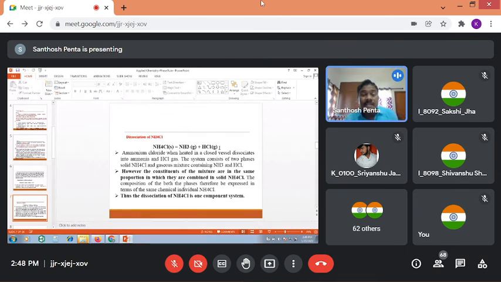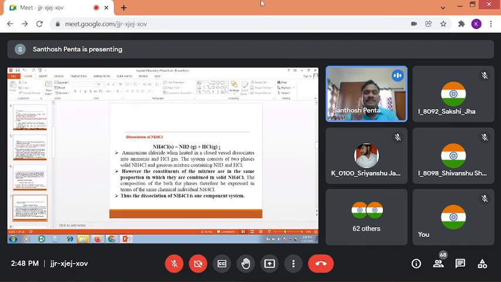But here, according to Willard Gibbs, it is a one component system only. Why is it a one component system? Because the dissociation of ammonium chloride always produces ammonia and HCl in a closed vessel, and in the closed vessel the ammonia and HCl may mix up and produce ammonium chloride only.